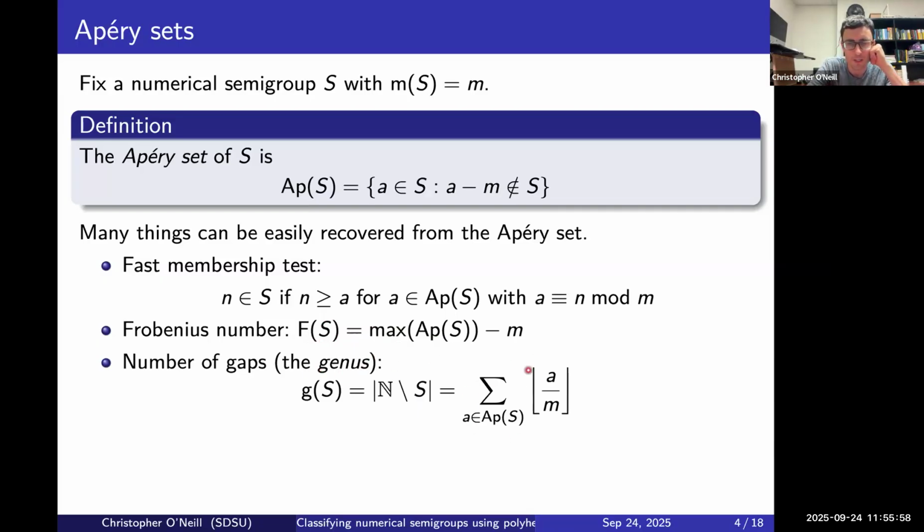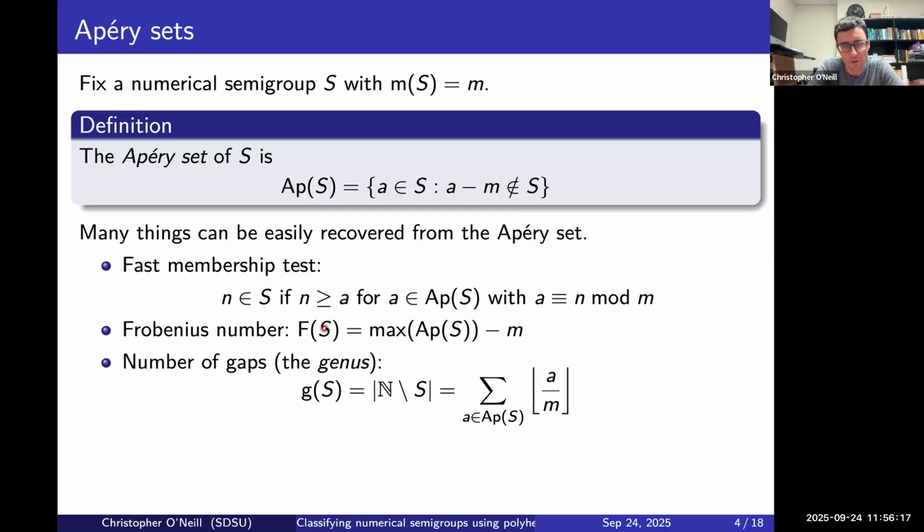We call this the genus. This formula requires a little bit more ink, but from a computational perspective, this is fairly quick. In particular, if someone just walks up to you on the street, hands you a list of generators, computing this value is again NP something big. But if you happen to already know the Apéry set, you can recover it rather quickly.